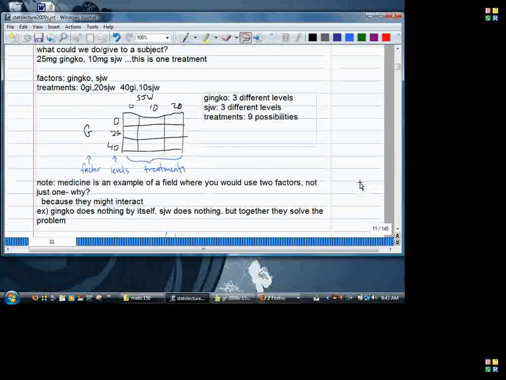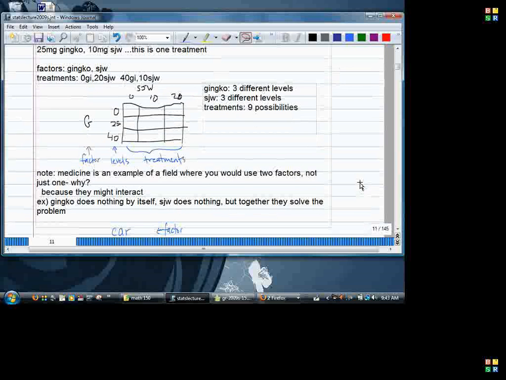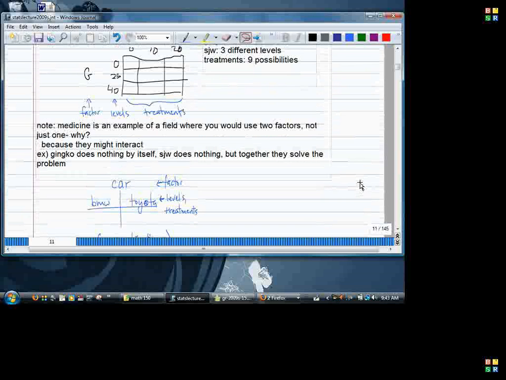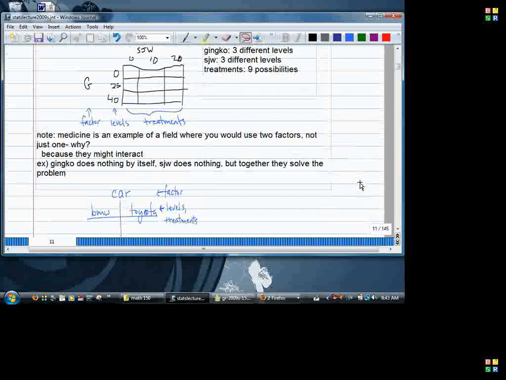So, I want to go back and mention something from before. In the previous example of BMW versus Toyota for lifespan, we only had one factor. And we said there are two treatments, BMW and Toyota. We didn't say anything about levels. That's because it's a little bit redundant. When you only have one factor, which in that case was the car, what car you drive, the levels and the treatments are the same thing.